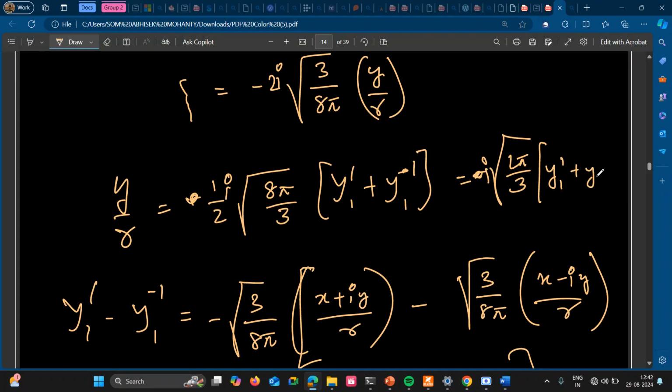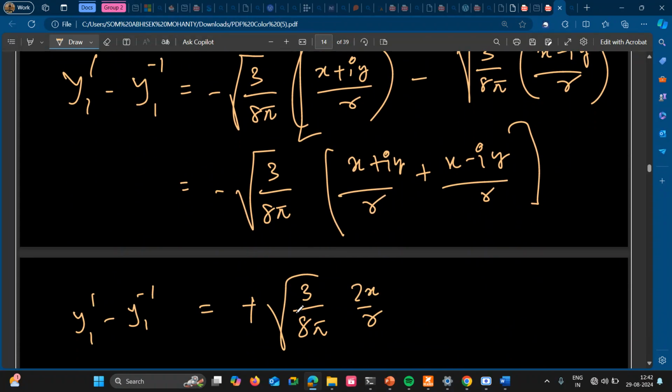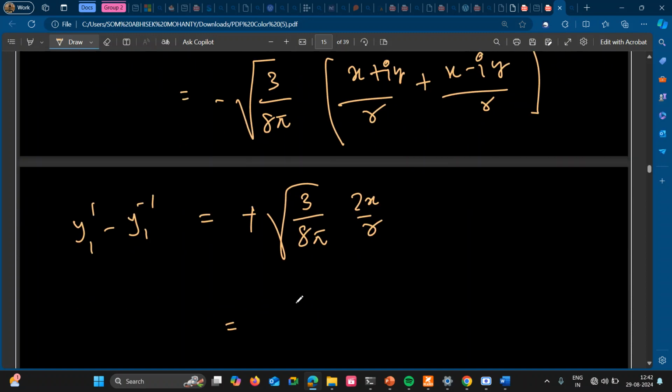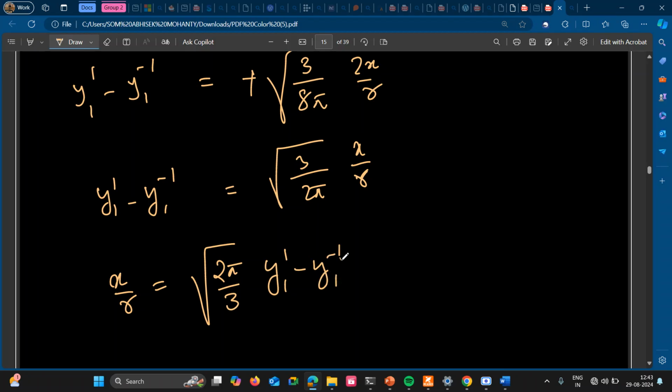Y11 plus y1 minus 1. Again, here also there will be no minus. Again, 2 will go inside. So this will become 3 by 2 goes inside becomes 4. So 2 pi x by r. This is y11 minus y1 minus 1. So x by r becomes root over 2 pi by 3 y11 minus y1 minus 1.